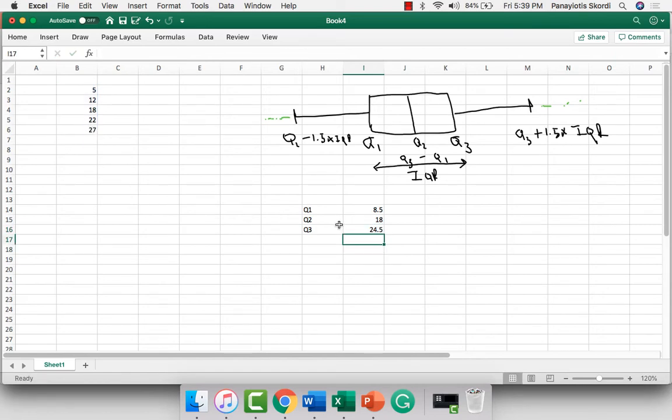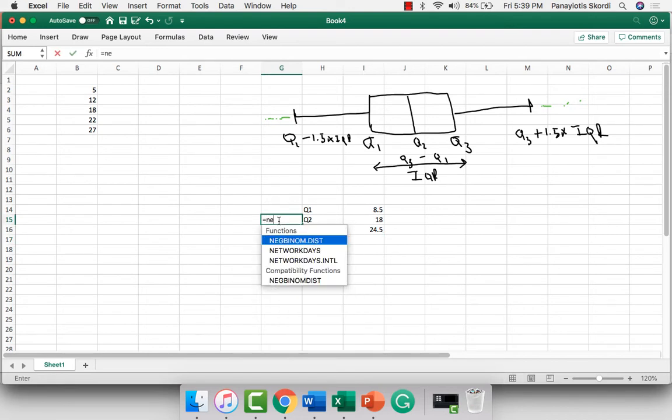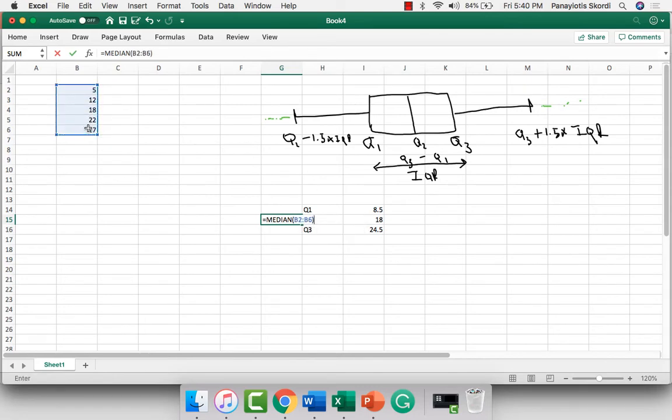If you want, we can do a quick check over here that quartile 2 is indeed the median. So let's do equals MEDIAN of these numbers, and hopefully it's going to come out to 18. So the median and Q2 are the same thing. So we've got Q1, we've got Q3, we've got Q2, and what do we need to do now?